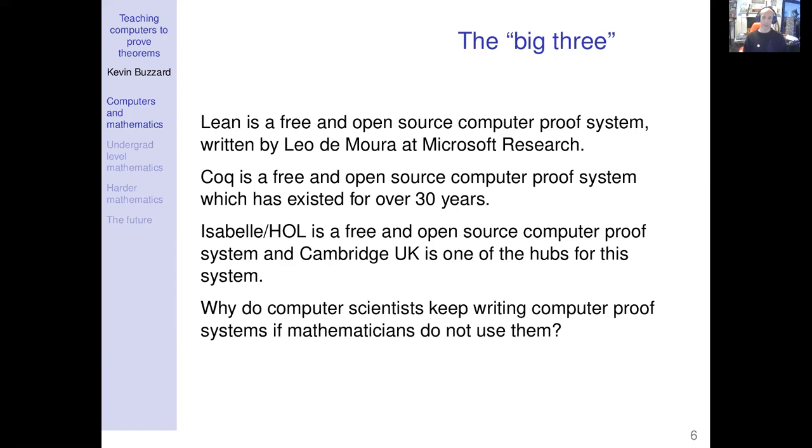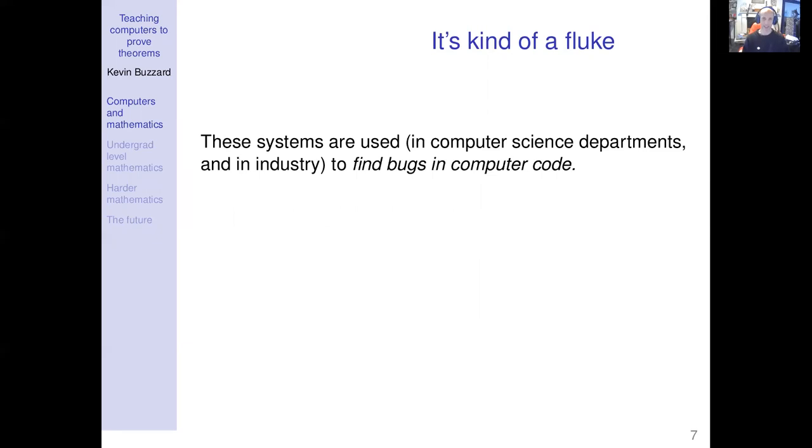So why do computer scientists keep writing computer proof systems if mathematicians don't use them? I think this is the first obvious question, because I've listed 10 and there are more. So why do people keep writing these things? And the answer is slightly surprising. It's kind of a fluke in some sense that these systems can be used to do mathematics, because to a large extent, they're being designed for a completely different reason. They're being designed to find bugs in computer code. So the idea is you write your computer code and then you use your computer proof system to prove that the computer code does what it's supposed to do.